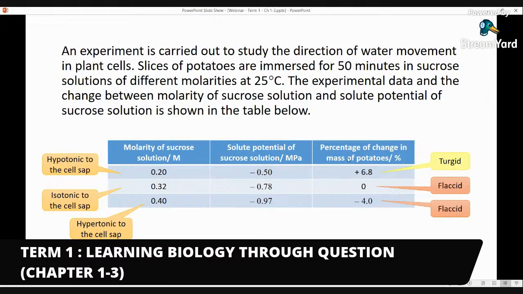So the increase in mass shows turgidity. The cell is turgid. The other one here is negative, which means loss of mass, so it's hypertonic to the cell sap. In terms of the condition of the cell, here it is turgid. This one, in isotonic, it is flaccid, and in hypertonic it is also flaccid.